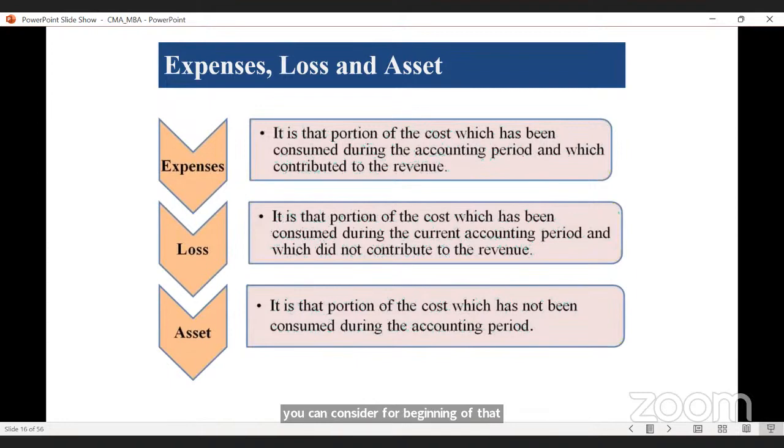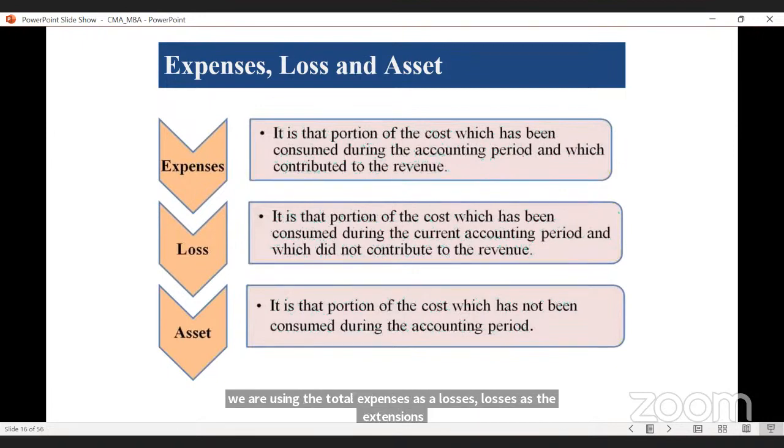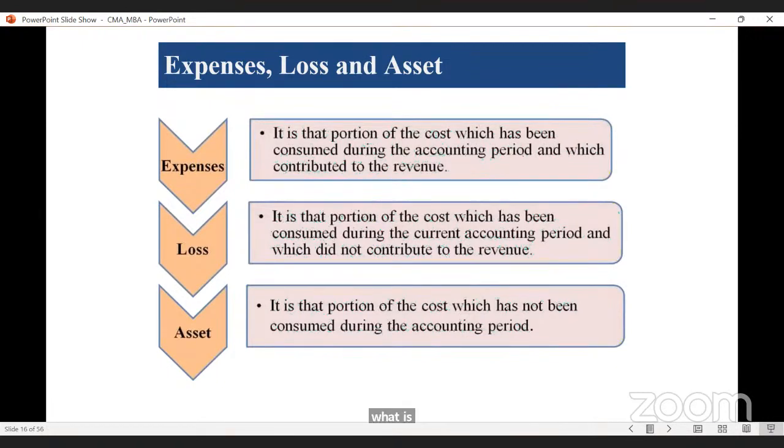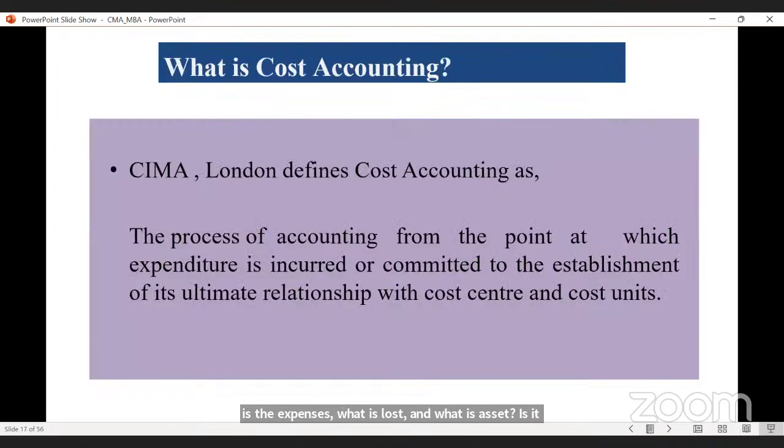Okay, this is very simple. But here we must understand. Sometimes we are using the term expenses as losses, or losses as expenses. But we must understand what is expenses, what is loss, and what is an asset. There is a very thin difference. Just look at it by taking one situation, where we define what is expense, what is loss, and what is asset, isn't it? Yes, sir. Very good. Chalo.